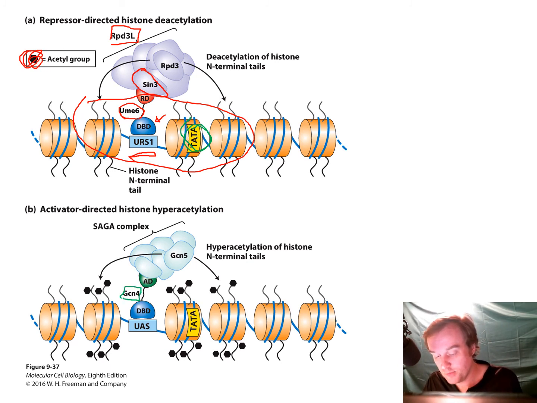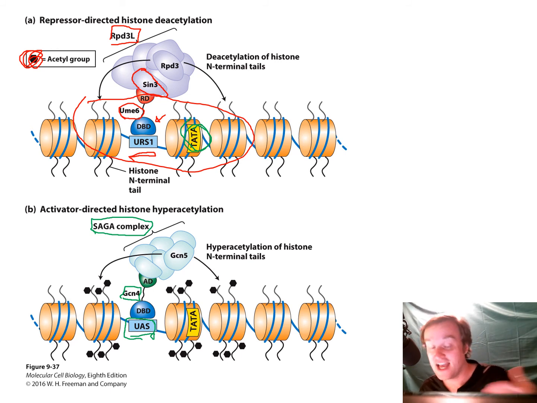So now in terms of activator-directed histone modifications, in this case hyperacetylation, what happens is we have GCN4, which is an activator, and it will bind to an upstream activator sequence, which is this blue box right here. And the activation domain will bind to this SAGA complex, which is very similar to the RPD3L complex, but it's a hyperacetylation complex as opposed to a deacetylation complex.